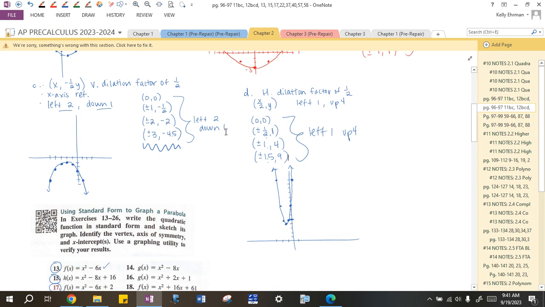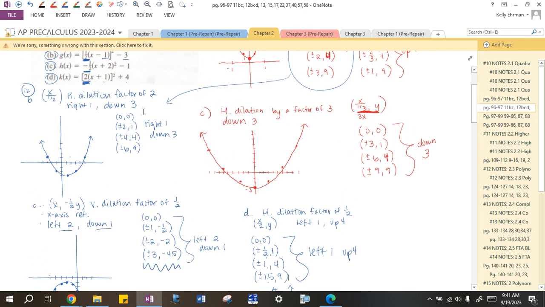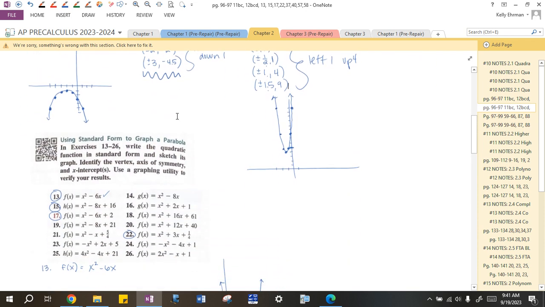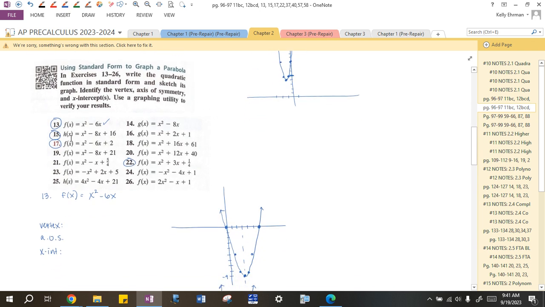So that's all really what we did last chapter. I just wanted to remind you that these transformations still exist. And sometimes if we're graphing quadratics, we'll just use transformations. The new stuff from the beginning of this chapter from our notes is what if we don't have something in its transformation form, meaning we can't see how this has been shifted. So we're supposed to write the quadratic in standard form, which is vertex form, and sketch the graph, identify the vertex, axis of symmetry.